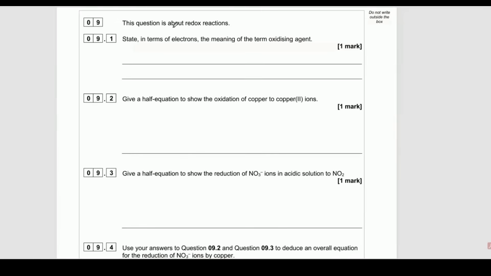Welcome to Let's Get to the Marks. I'm going through a question about redox reactions, good for AS chemistry or A-level chemistry. Let's get into it. 9.1, state in terms of electrons the meaning of the term oxidizing agent.